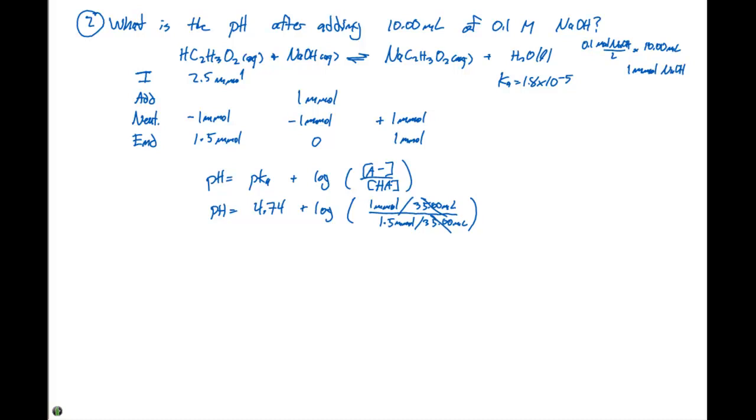So the volumes here are going to cancel out, and when we do the math, we're going to get the pH is going to be equal to 4.56. And this is going to be the pH after adding 10.00 milliliters of 0.1 molar sodium hydroxide. So now let's add a little bit more sodium hydroxide and see how the pH is going to change.